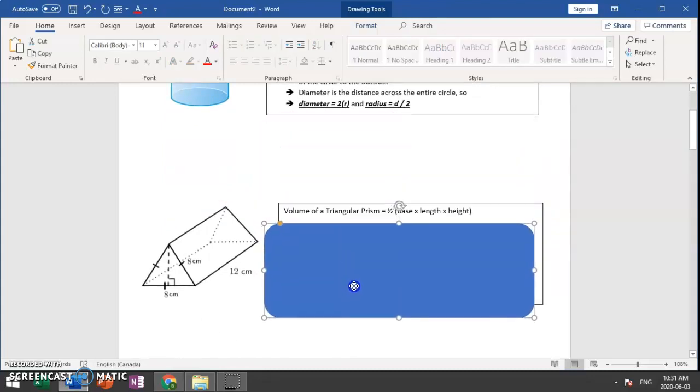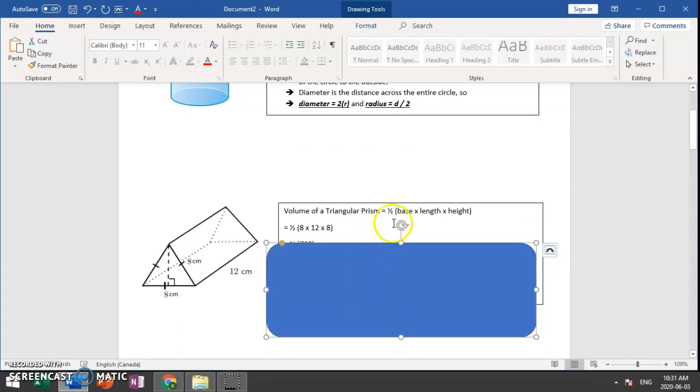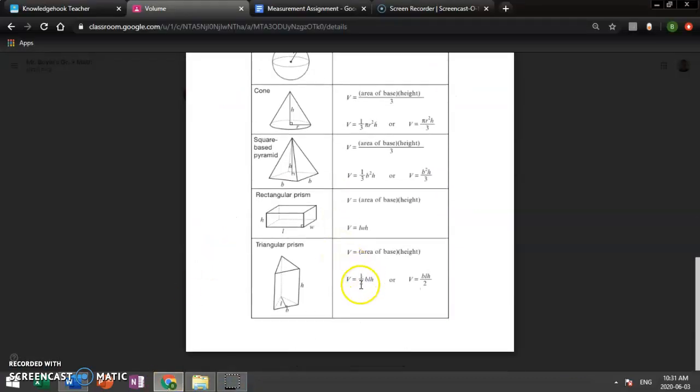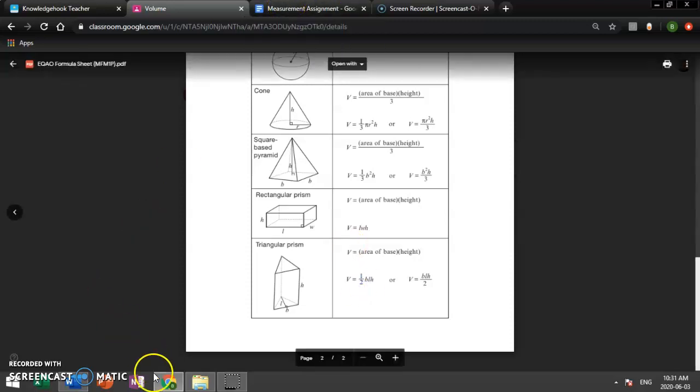Triangular prism. We know the equation for volume of a triangular prism is base times length times height divided by 2, or 1/2 base times length times height. How do I know that? Go to our equation sheet: 1/2 base times length times height, or base times length times height divided by 2. They'll both give you the same answer. Dividing by 2 and multiplying by 0.5 means the exact same thing. Doesn't matter which one you want to do.